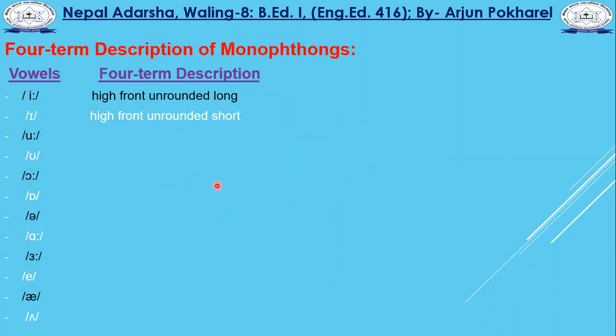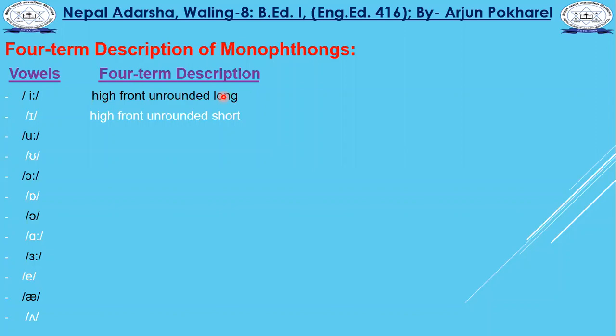There is high, front, unrounded, long, and this one is high, front, unrounded, short. These 2 vowels are different in the sense of length only. High, front, unrounded, and high, front, unrounded. This one is short E, this one is long E. In this way we do the 4 term description of the vowels of English.